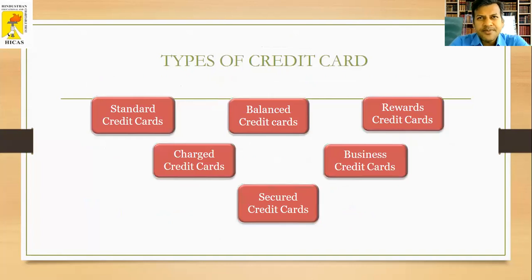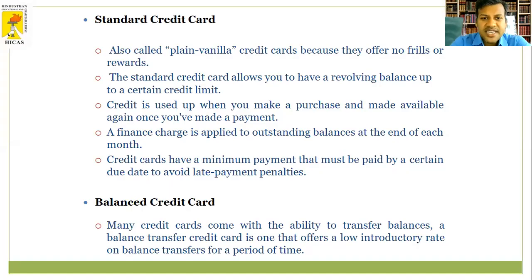What are the types of credit cards available? We have standard credit cards, balanced credit cards, reward credit cards, charge credit cards, business credit cards, and secured credit cards. So what is a standard credit card? A standard credit card is called a plain vanilla credit card because it does not have any offers or rewards.